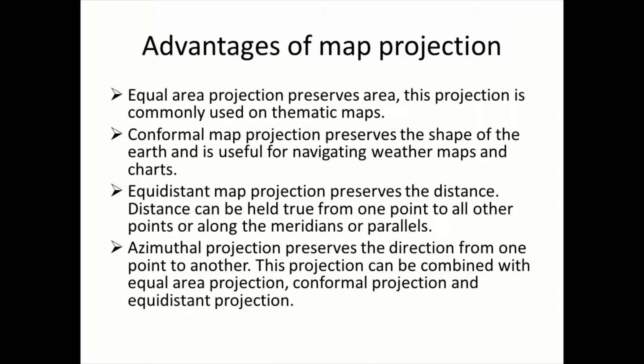Each type of map projection has its own advantages. Equal area projections preserve area and are thus used on thematic maps. Conformal map projections preserve the shape of the Earth and are useful for navigating weather maps and charts. Equidistant map projections preserve distance, while azimuthal projections preserve direction.